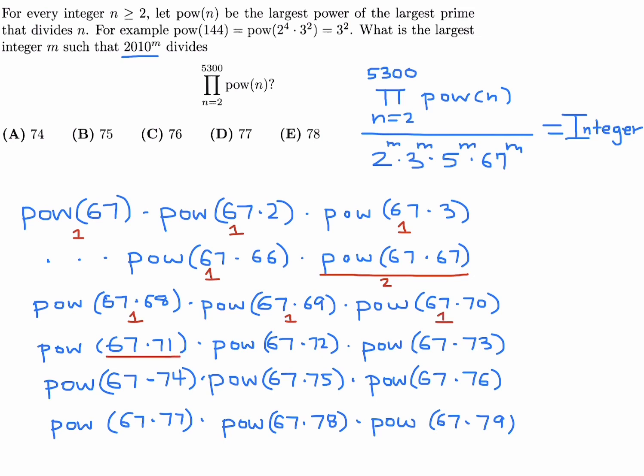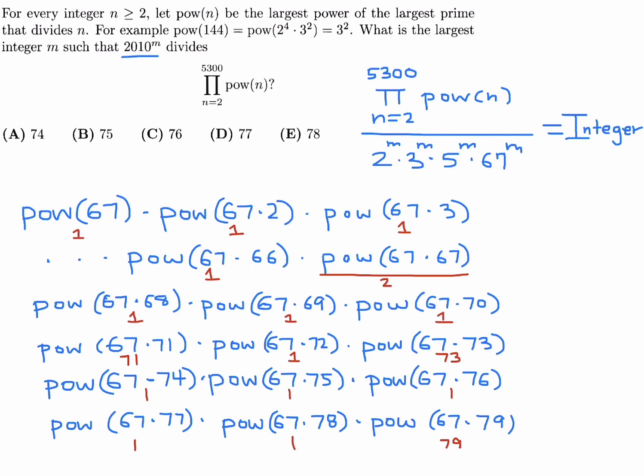Now, this is the tricky one. Why? Because 71 is a prime. So the power of 67 times 71 will not be 67. It will be 71. So you don't get any exponent for 67. You see that there? And then this one will give you 1 because 72 is not prime. But 73 is a prime. So the power of that will give you 73. This one will give you 1. This one will give you 1. 76 will also give you 1. 1, 1, and this one, 79, is a prime, so this one will give you 79.